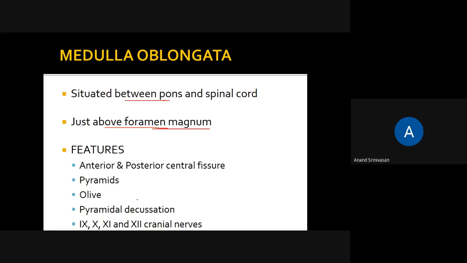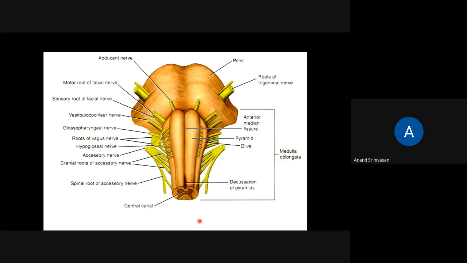Now, what are the features which we need to see in the medulla oblongata? We need to look for the anterior and posterior median fissures, the pyramids, the olive, the pyramidal decussation, and the 9th, 10th, 11th, and 12th cranial nerves. These are the most important structures located in the medulla oblongata. I will show you all these structures.